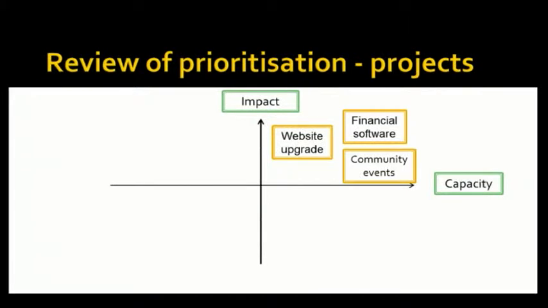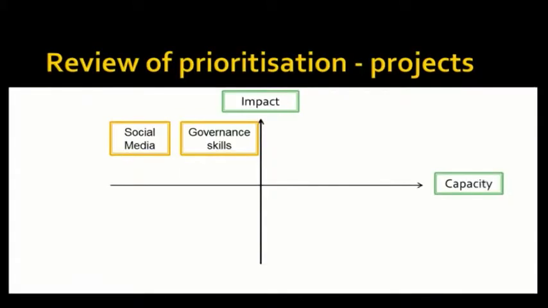So in the first case, we're going to look at which are the high impact and the high capacity ones. And these are the ones that ideally you should focus on in the short term, because by having high impact, they'll make the biggest difference to your CRC. And high capacity means you've really got the skills and abilities to make them happen. So the ones we put in there were things like the website upgrade, having community events, and getting new financial software.